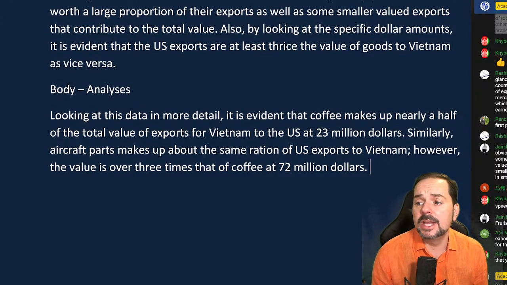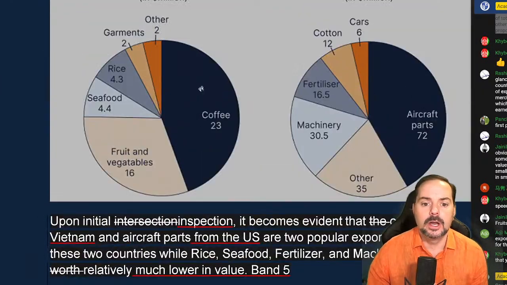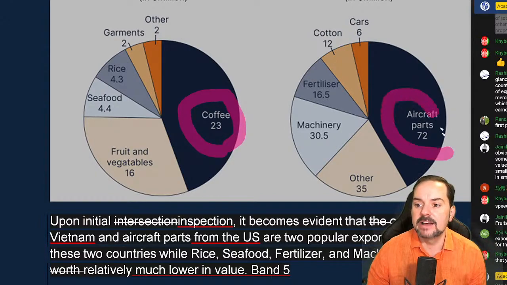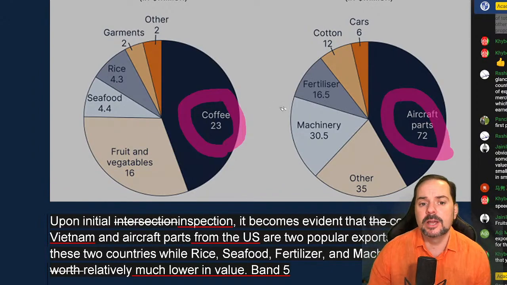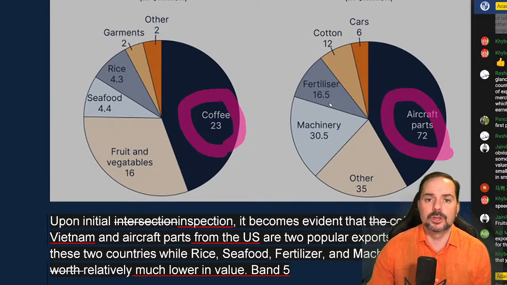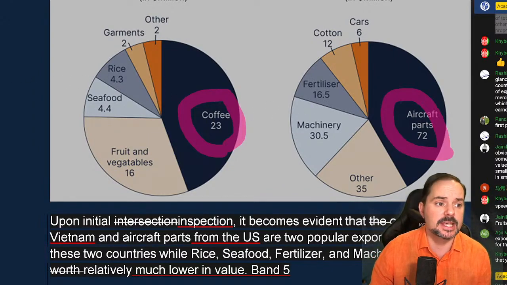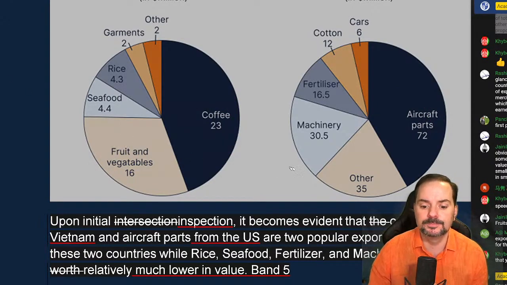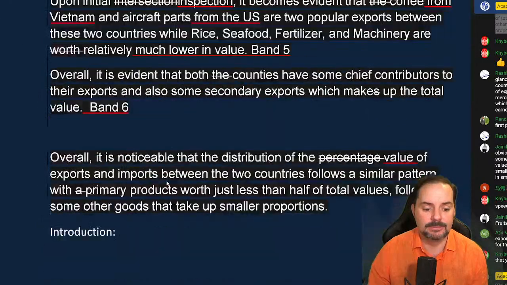Okay, so keep writing here, members. This is what I wrote. So here we have the coffee. Okay. So again, coffee. Here we have aircraft parts. And these are kind of similar proportions. So that's what I'm explaining, right? That's what you have to do when you're doing comparisons, is similarities and differences. And so here is how I describe that.